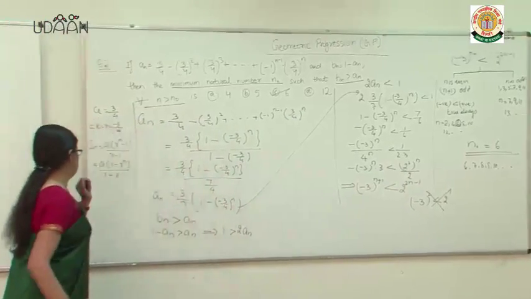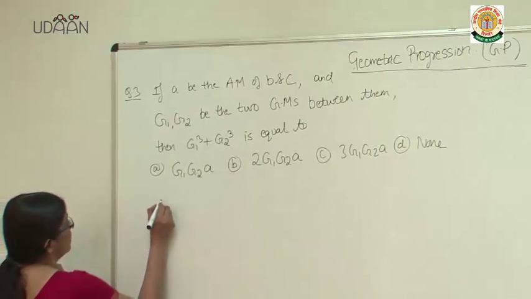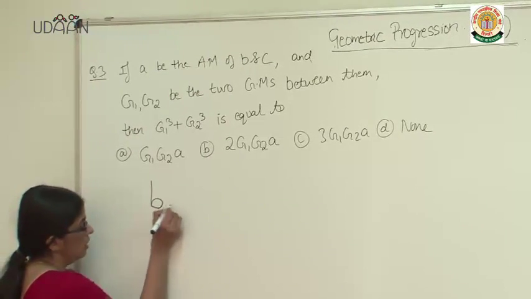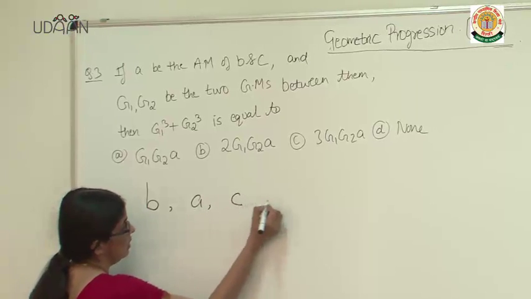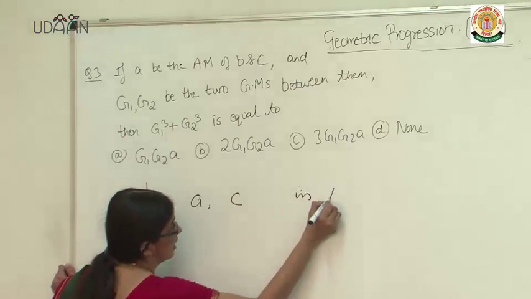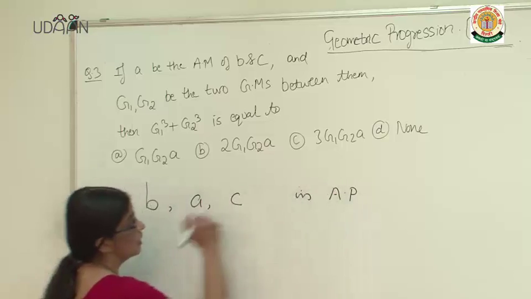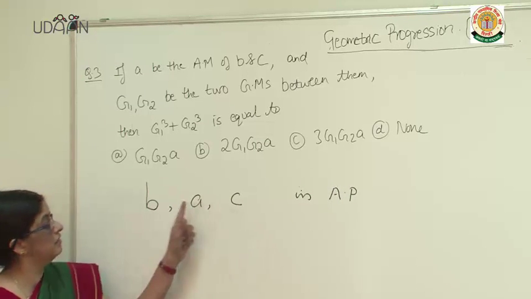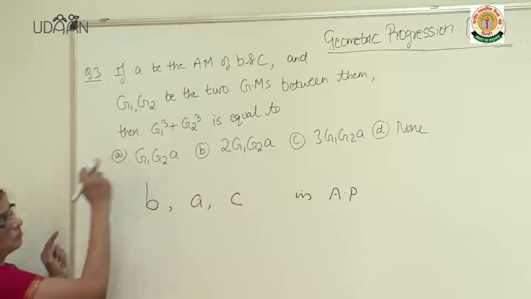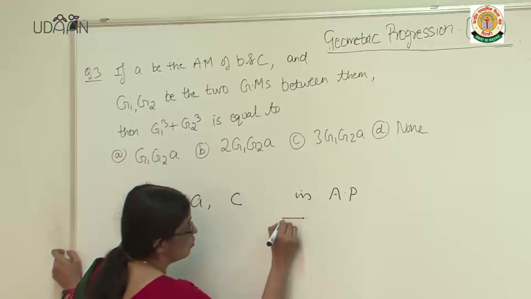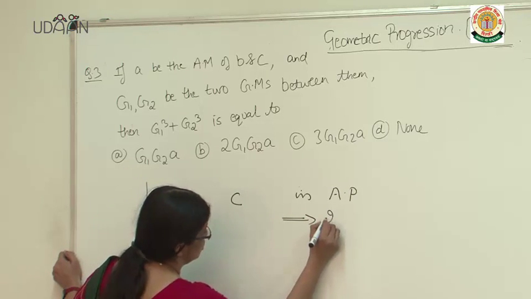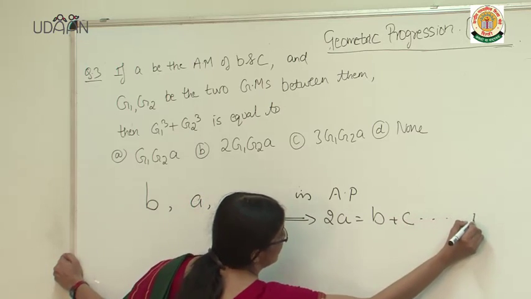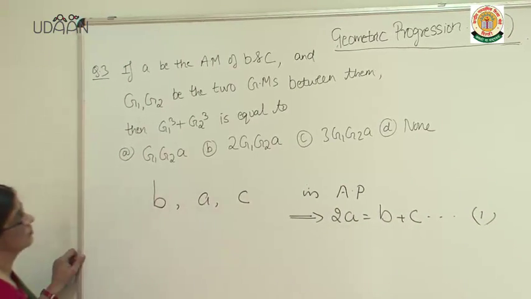The question is on the board. A is the arithmetic mean of B and C. What do you mean by that? B, A, C are in arithmetic progression. Recall the definition: if B, A, C are in arithmetic progression, then we say A is the arithmetic mean of B and C. From here, what result will we get? Twice A equals B plus C. Let us call it relation number 1.